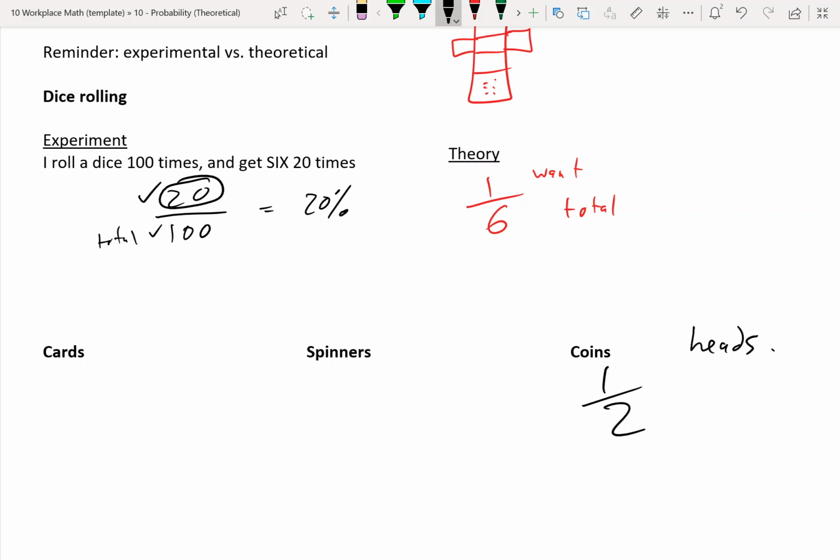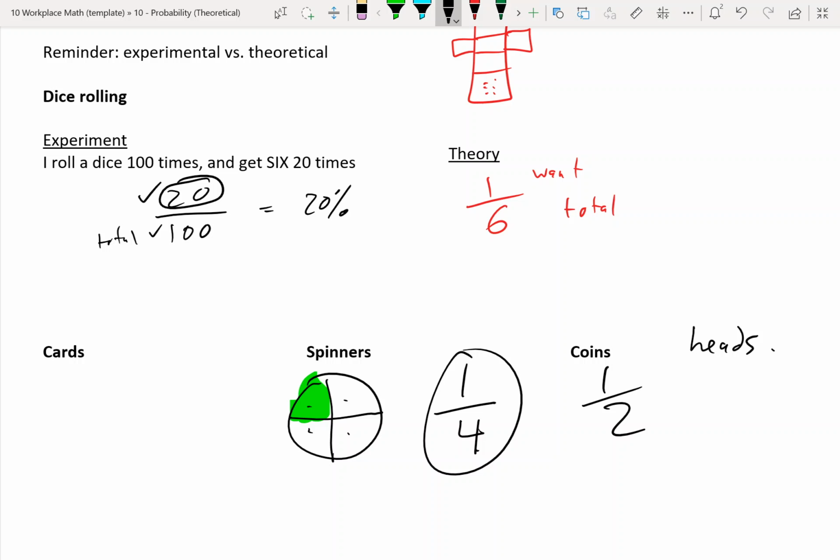If I'm doing a spinner, let's say this is my spinner, and I want to know the probability of me spinning green. If I look at my spinner, how many sections are there? Well, there's 4. How many sections are green? 1. So my probability is 1 out of 4.